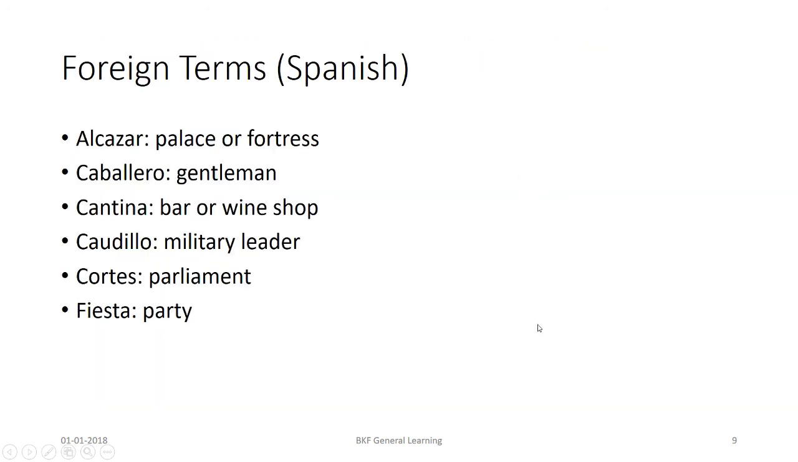Okay, so these are some foreign terms, Spanish-based foreign terms. First is Alcazar, which is a palace or fortress. Noun, obviously. Caballero is a gentleman, again noun. Cantina is a bar and wine shop, again a noun. Caudillo is a military leader, again a noun. Cortes is parliament, and fiesta is a party. So all of these were nouns. So that is it for this episode.